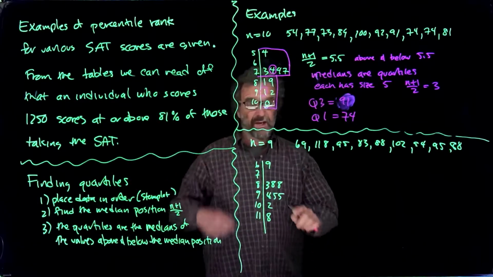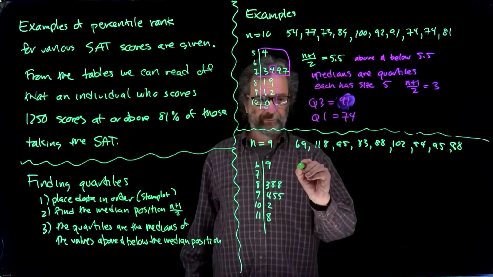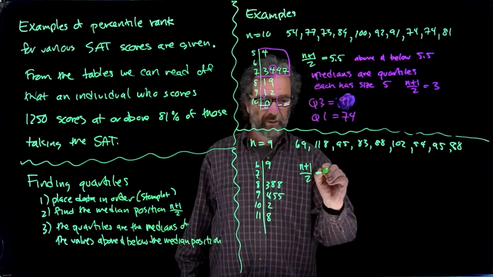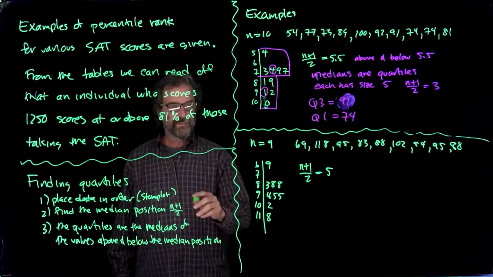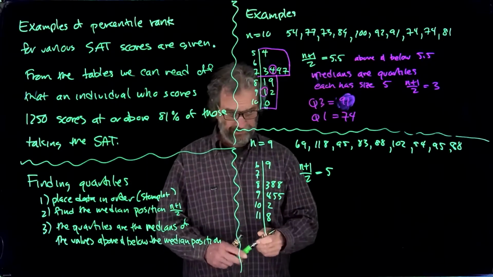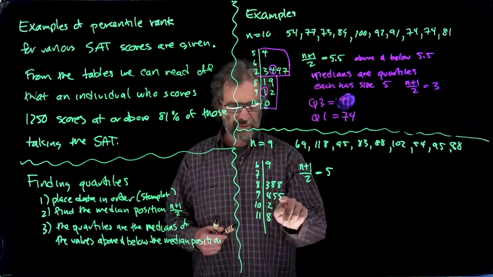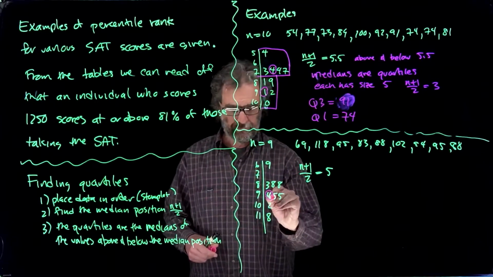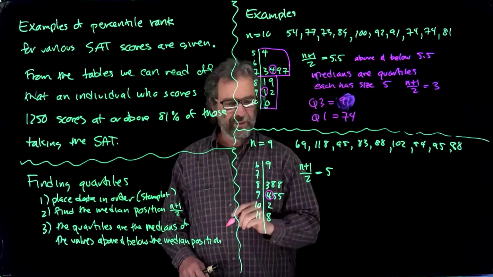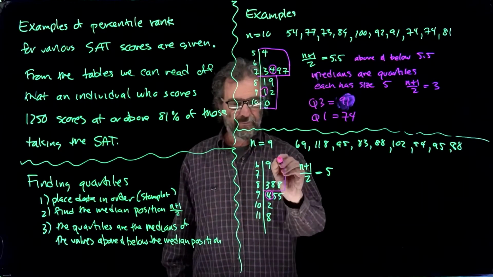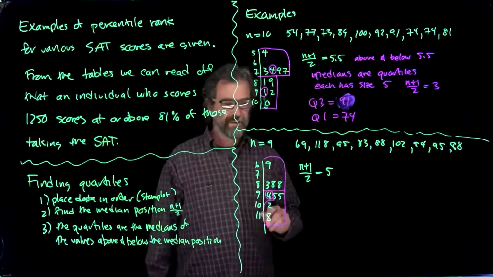Okay, so here n is 9. So n plus 1 over 2 is 5. So the quartiles are the medians of the values above and below the median position. So the median position is number 5. So we would have selected to find the median. 1, 2, going down. 1, 2, 3, 4, 5. There it is. Going up. 1, 2, 3, 4, 5. There it is. So we're not going to use that value in computing the quartiles. Now we're here. Those values, and we're also using these to there. And we're finding the medians.